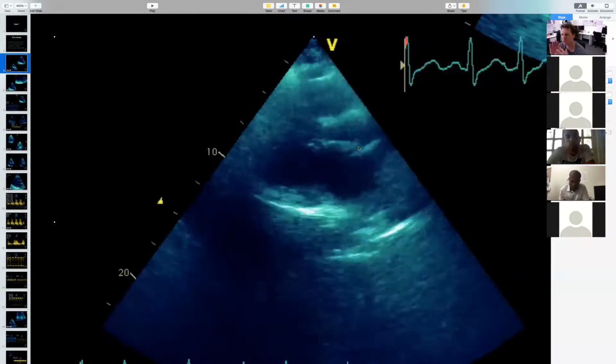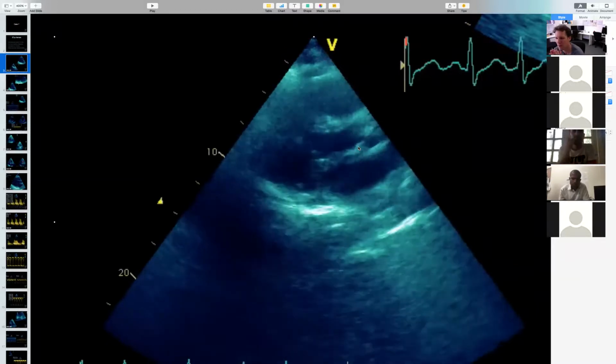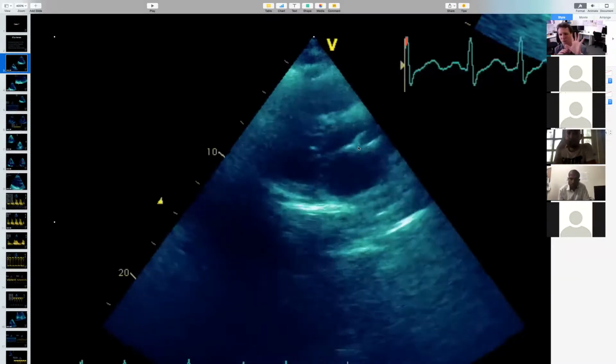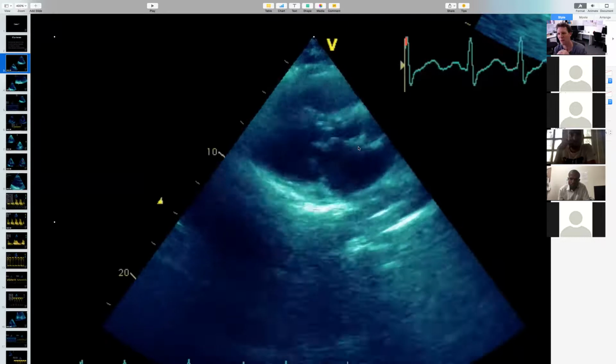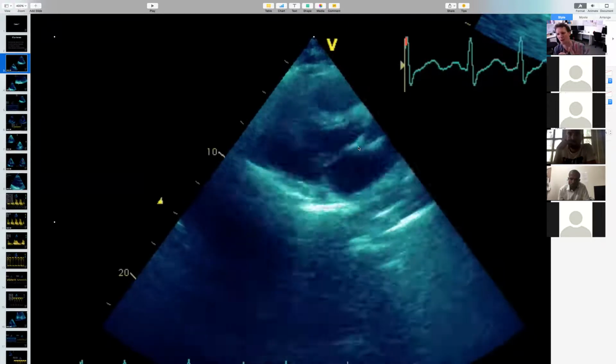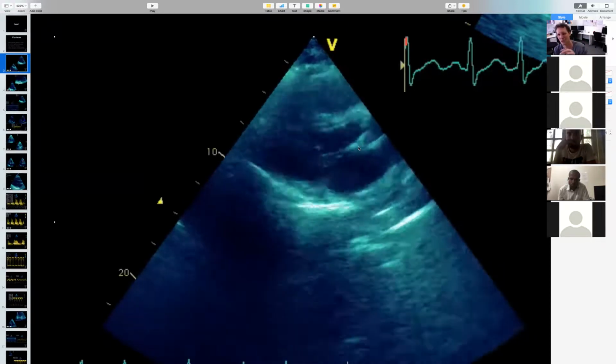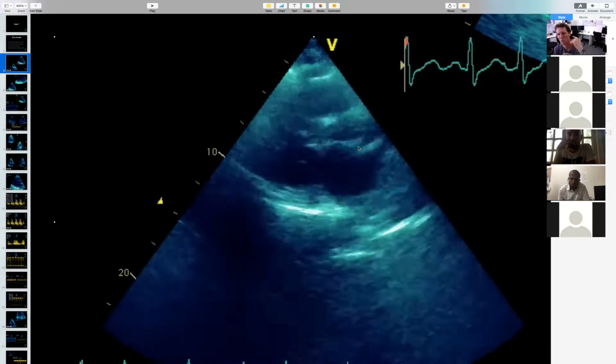If I was going to ask you to report this, if I gave you a better picture, what are the things you've got to report on a parasternal long axis for mitral stenosis? Say you thought the leaflet tips were thickened. What's the rest of it?